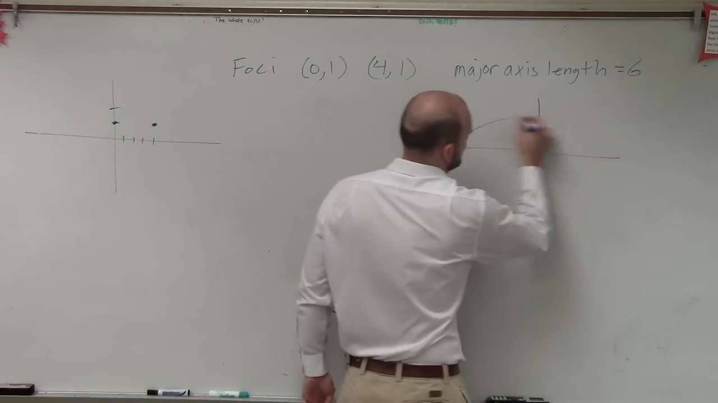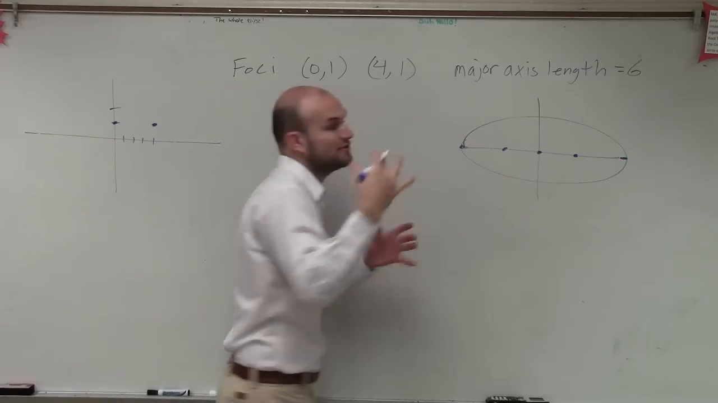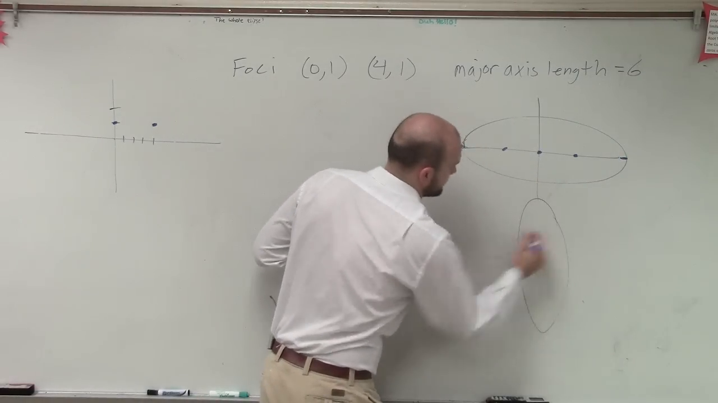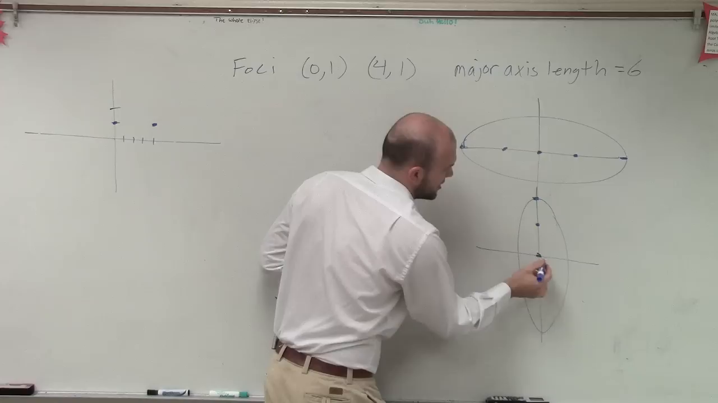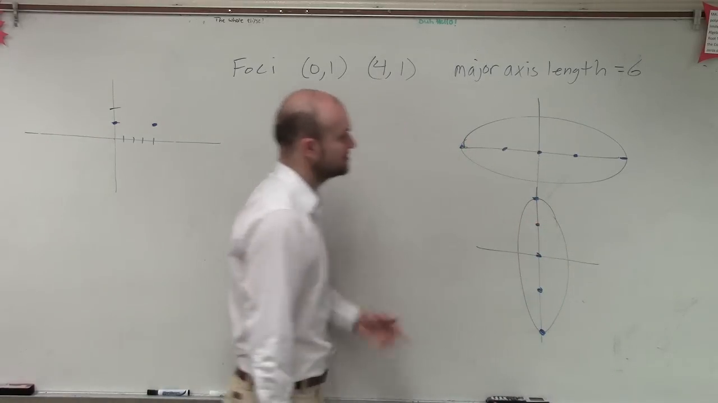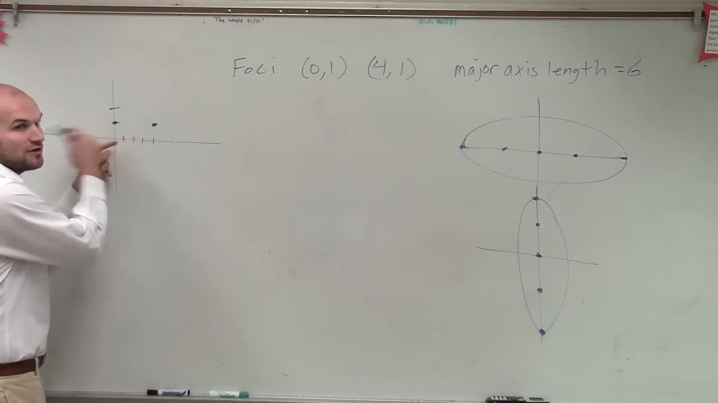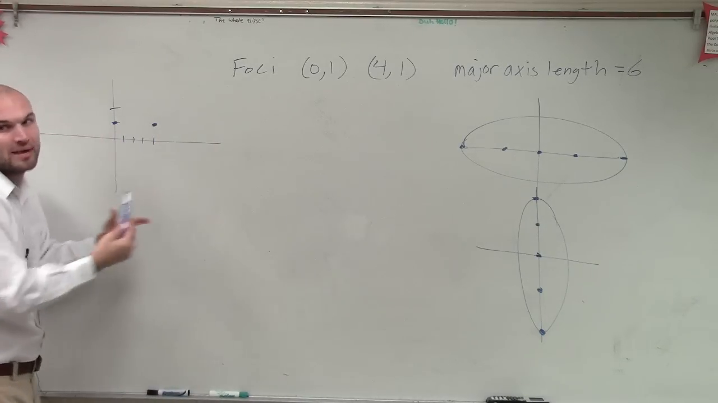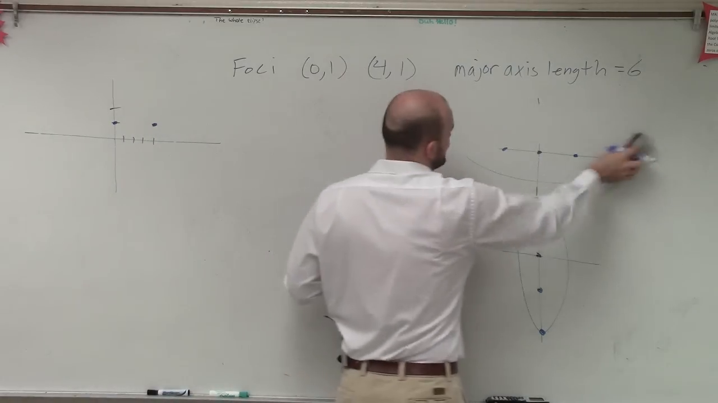If it's horizontal, remember, the center, the foci, and the vertices all lie on the major axis of symmetry. If it's vertical, remember, vertices, center, foci. So it's either one of these two. If I only know these two dots, what does it have to be? It's horizontal, right? Because your two foci lie on your major axis. So now we know my major axis has to be horizontal.